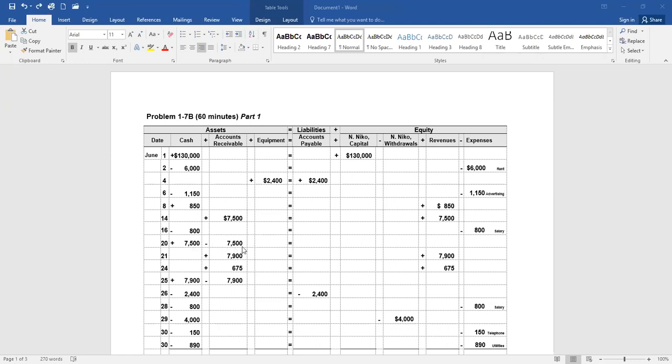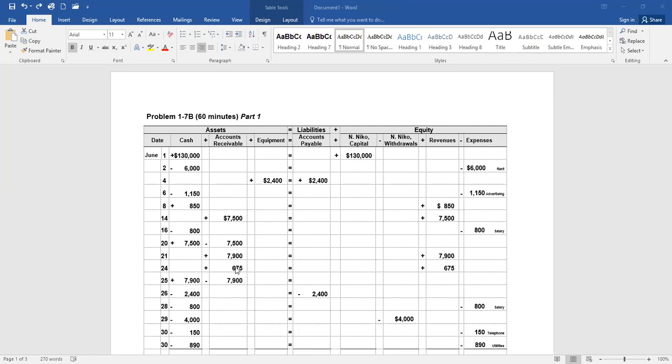The 21st. The company completed $7,900 of maintenance services for Paula's Beauty Shop on credit again. So they completed a service, and they charged the customer $7,900. So in the revenue column, we'll put $7,900. But again, they didn't receive any cash the day they completed the service. So Paula's Beauty Shop owes the company $7,900. The company will keep track of that in the accounts receivable column.